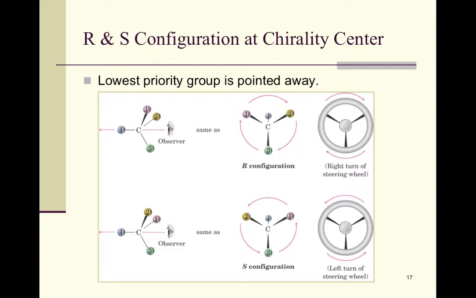This is also showing us the same thing, that you need to be looking at the molecule with the lowest priority away from you. So this is now what the viewer here, this eyeball, is looking at. In this case, we have 1, 2, and 3. This would be an R configuration.